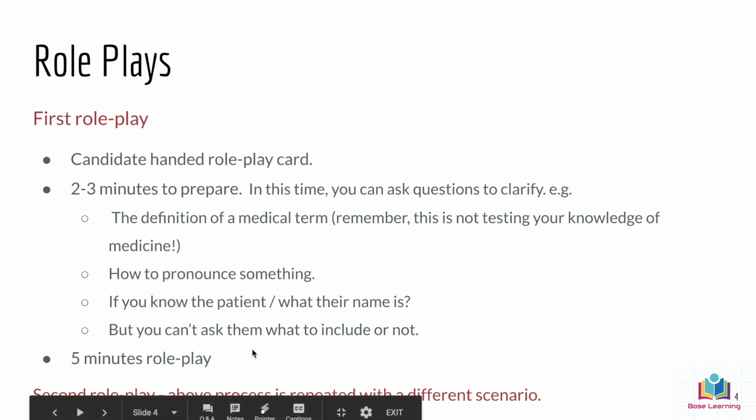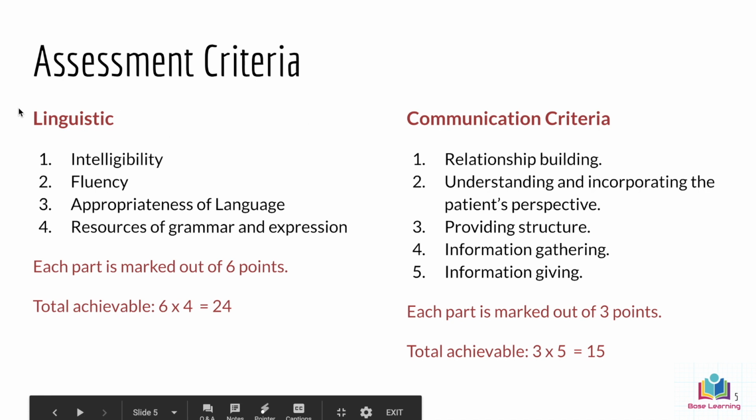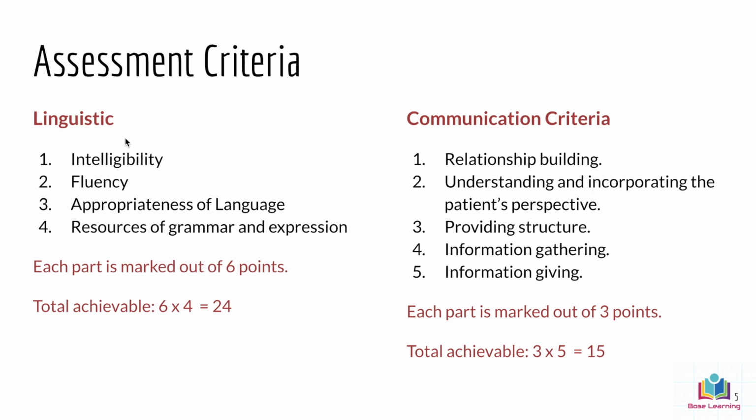play itself. Now, in terms of assessment criteria, they are going to be assessing you in 2 areas, your linguistic skills and your communicative skills. For linguistic, they're looking at intelligibility, fluency, appropriateness of language, and resources of grammar and expression. And we'll be looking at each of these categories in more detail during the course. Each part is marked out of 6 points, so the total achievable here for these 4 is 24 points.